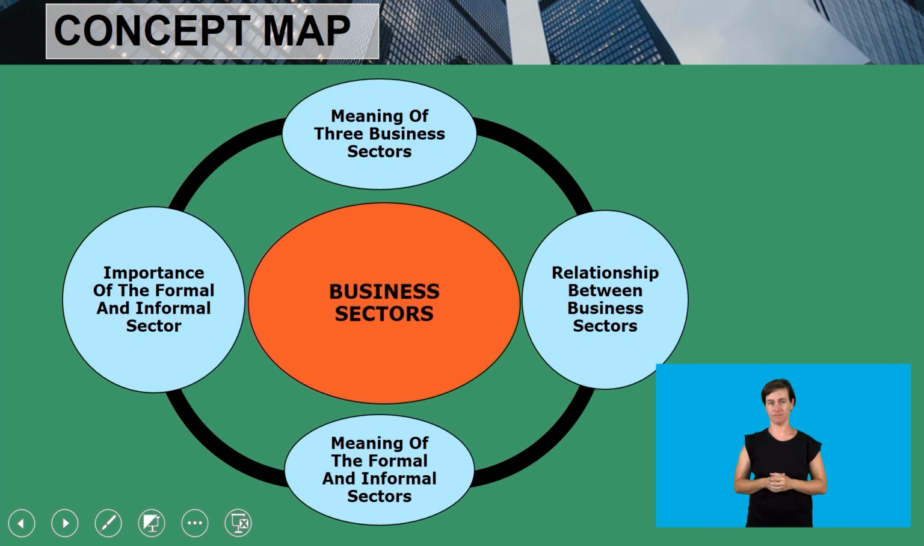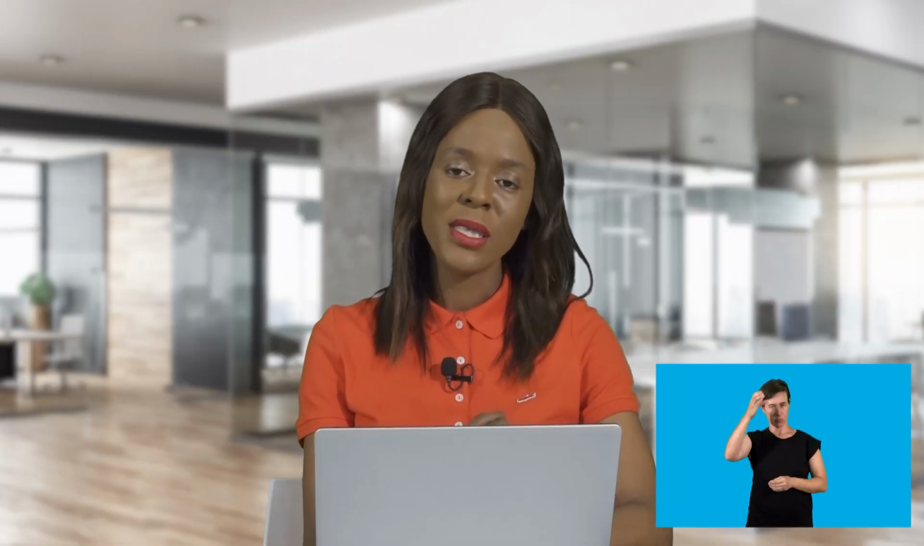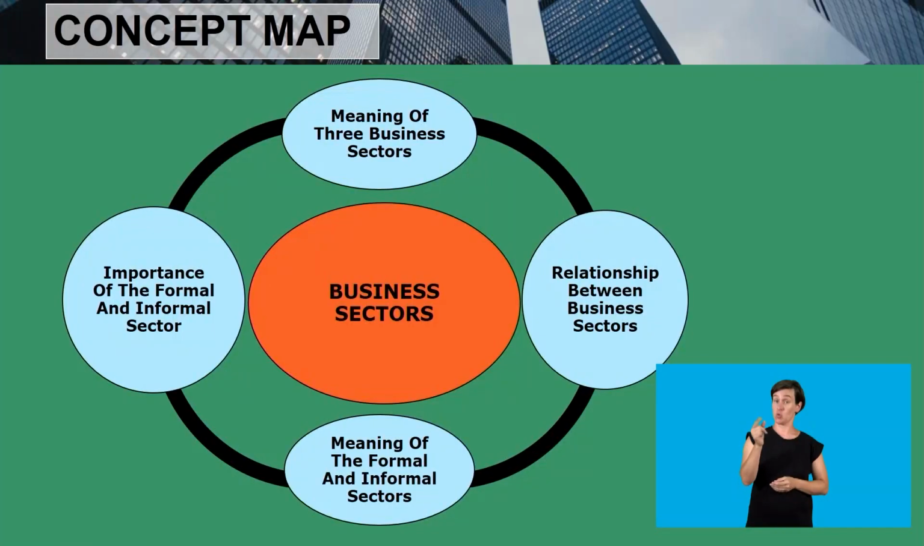Now, let us look at our concept map. Our concept map is an overview of the lesson, the subtopics that are going to be unpacked throughout this lesson. Firstly, we'll unpack or look at the meaning of the 3 business sectors, moving on to the relationship between business sectors, followed by the meaning of the formal and informal sectors. Then lastly, we'll look at the importance of the formal and informal sectors.